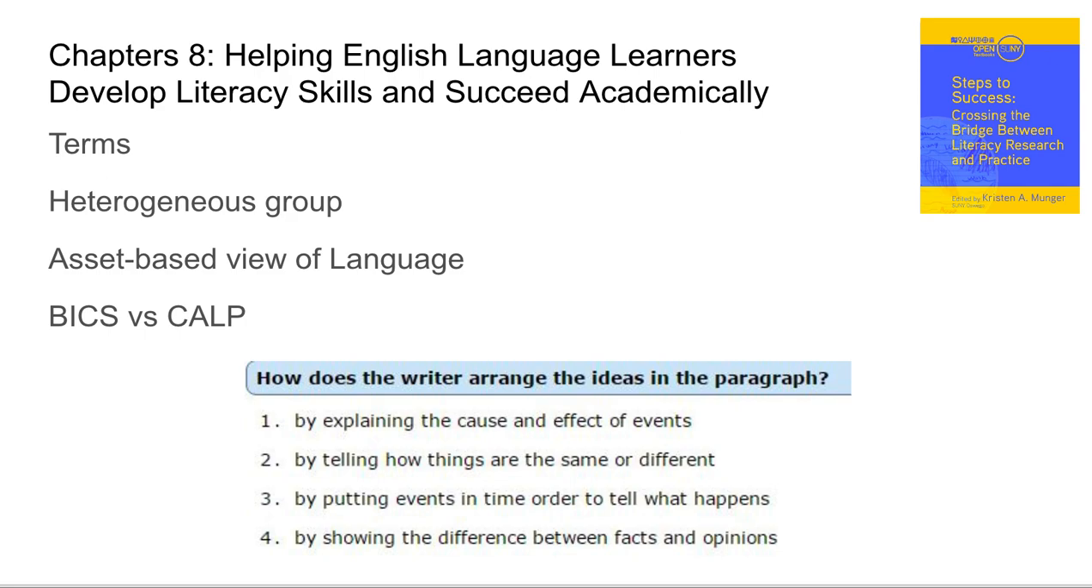So Munger reminds us not to lump all English learners together in a group because our EL students have diverse backgrounds, abilities, and needs. Our students bring with them a wide range of prior knowledge and experiences and literacy experiences. Furthermore, our students will develop language skills at different speeds. So the asset-based view of language helps us to understand that it is often much easier for a student to learn to read in English when they already are literate in their primary language.